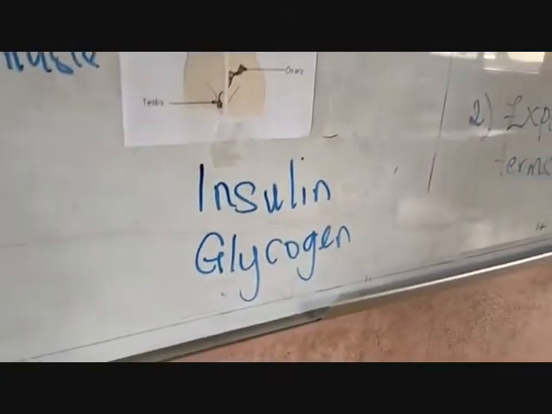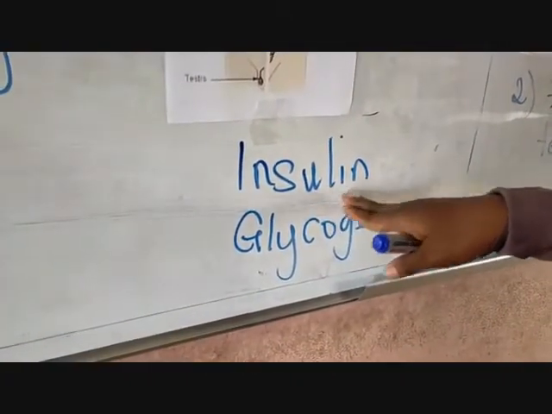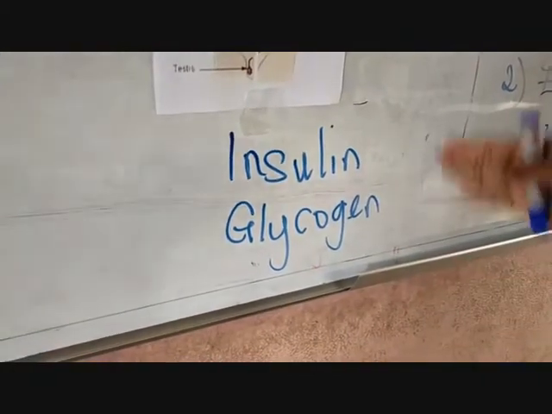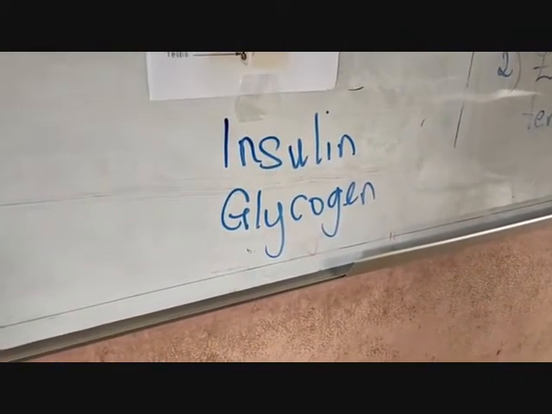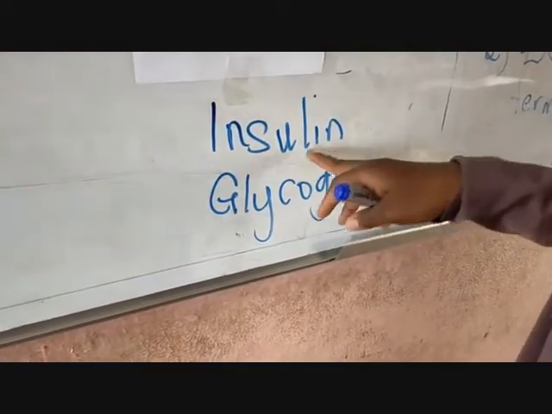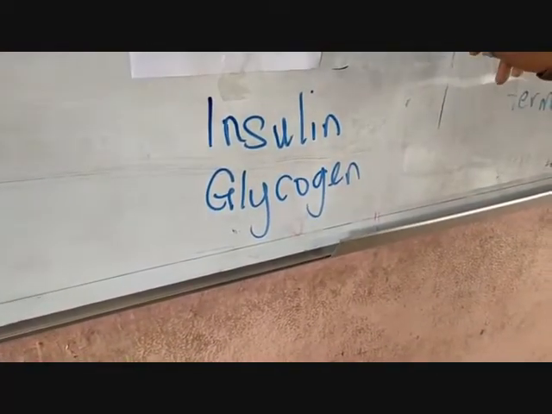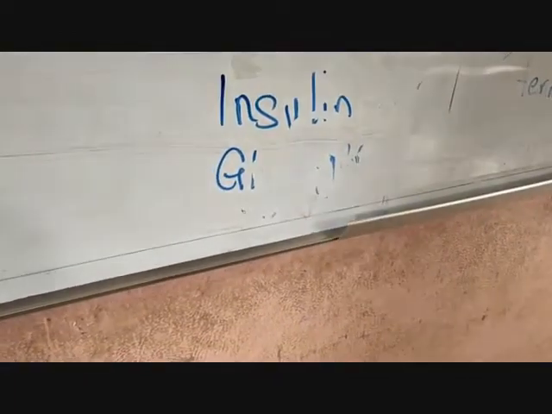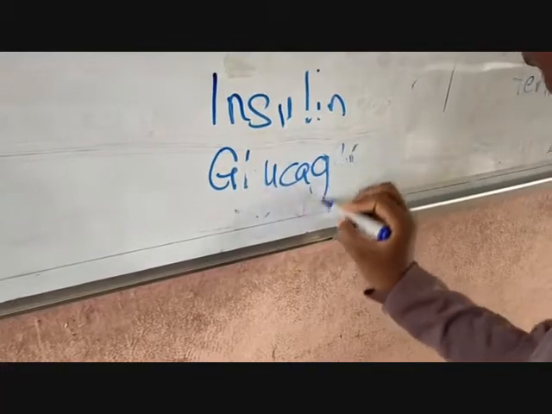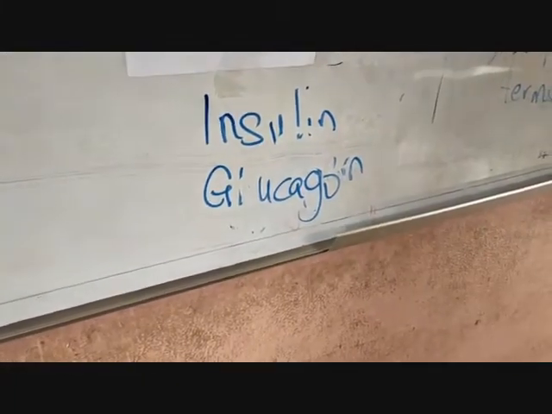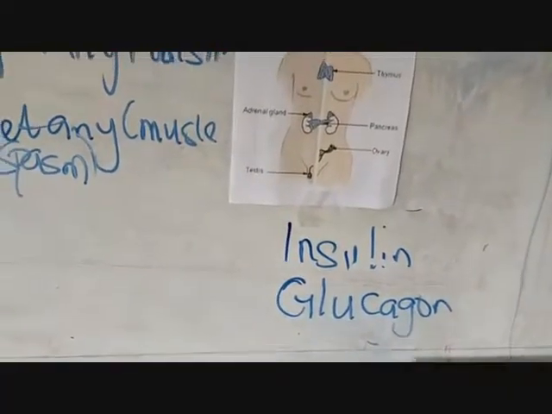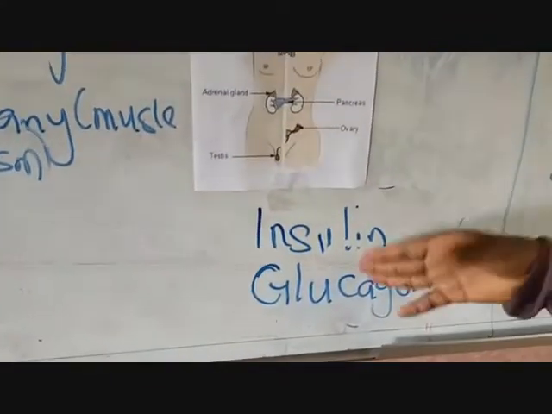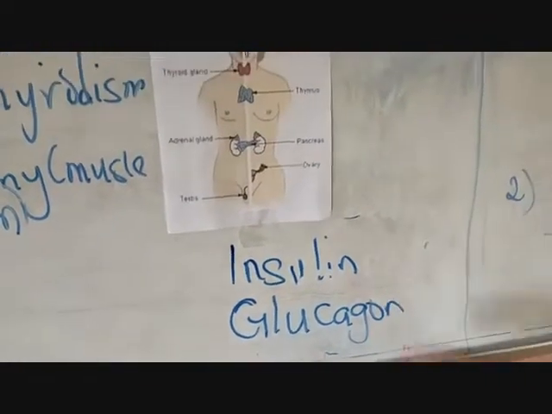Insulin, from our last class, we learned insulin converts excess blood sugar to what? To glycogen. Insulin converts excess blood sugar to glycogen, while glucagon does the opposite. It reconverts glycogen back to sugar. Assignment: insulin and glucagon, the effect of over-secretion and under-secretion of both of them.